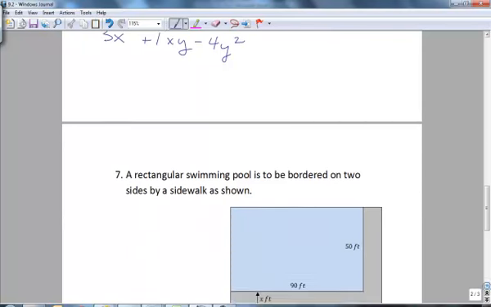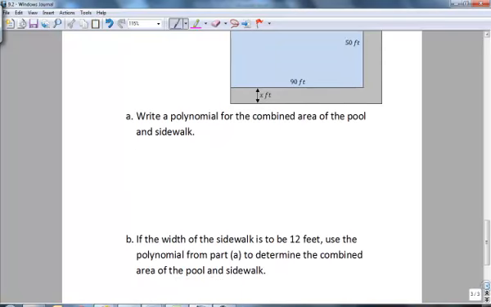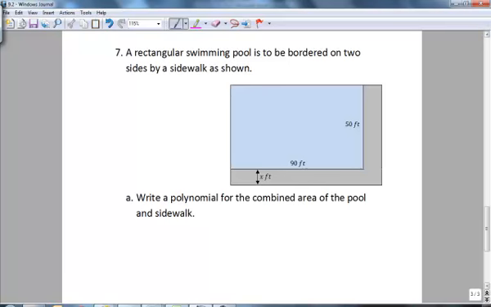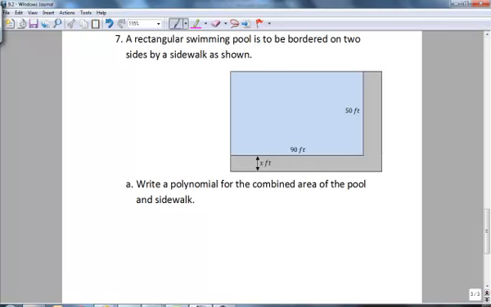Okay, I think this is our final example. Yes, it is. So pretty classic problem involving a swimming pool and a sidewalk. It says a rectangular swimming pool is to be bordered on 2 sides by a sidewalk as shown. Part A says write a polynomial for the combined area of the pool and the sidewalk.